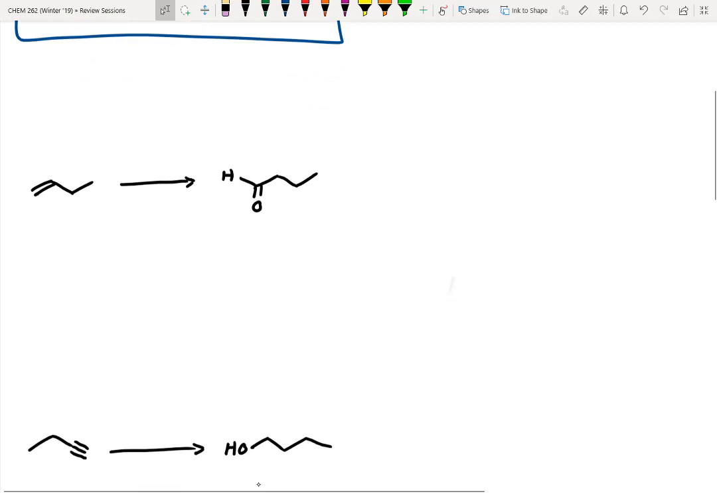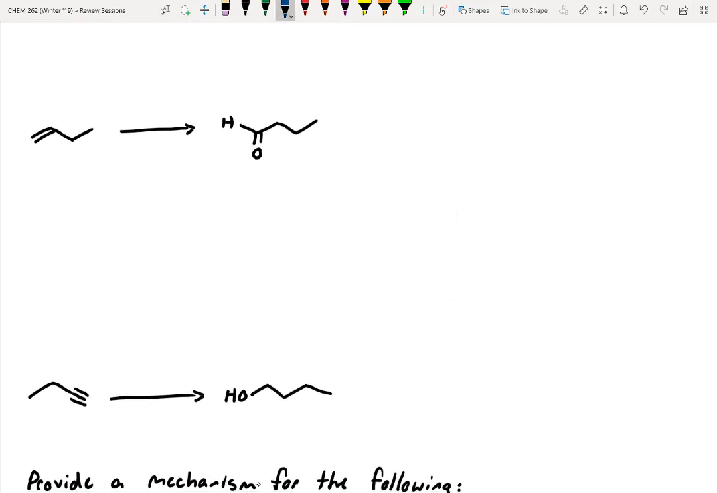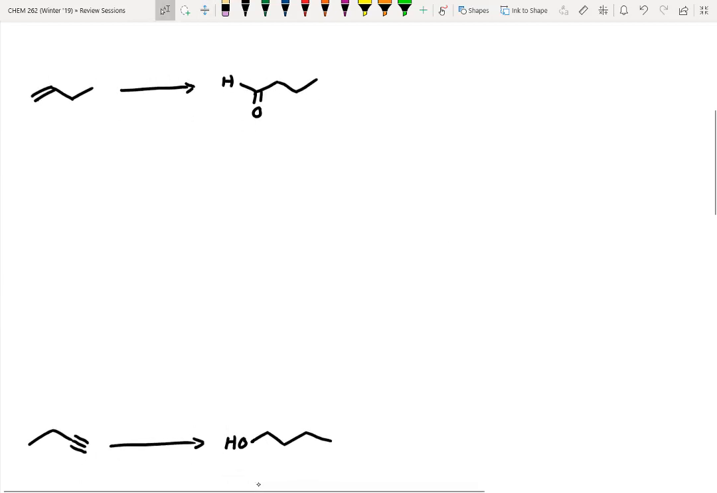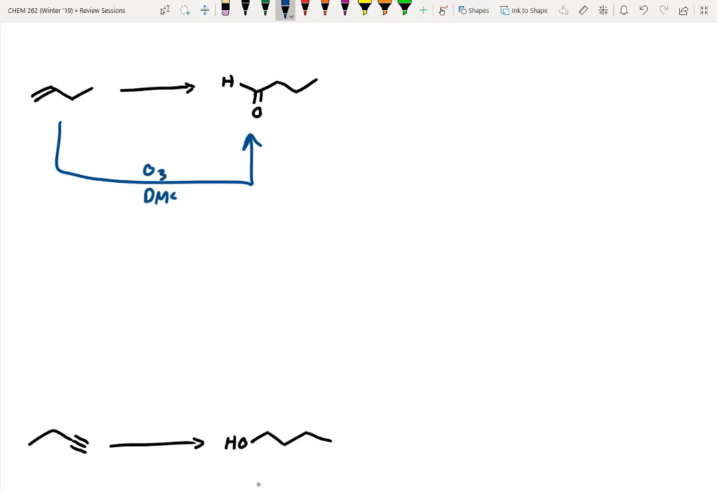Second one, we're going from an alkene to an aldehyde. Again, we don't have a good way of going directly from an alkene to an aldehyde. We have two different ways of making aldehydes, though. We can either do ozonolysis of alkenes, or we can do hydroboration oxidation of alkynes. In this example, do you think we're going to do ozonolysis? Meaning, can we just go directly to our final product by using O3 and DMS? Will that work? Why not?